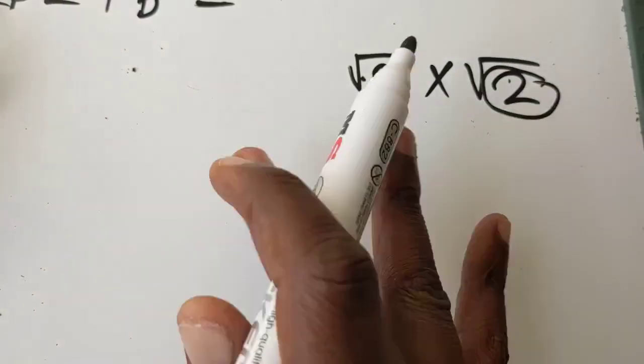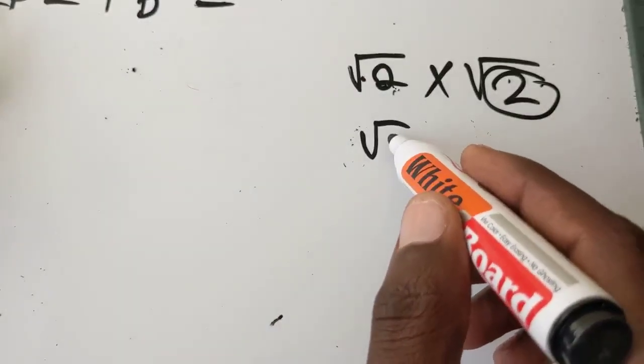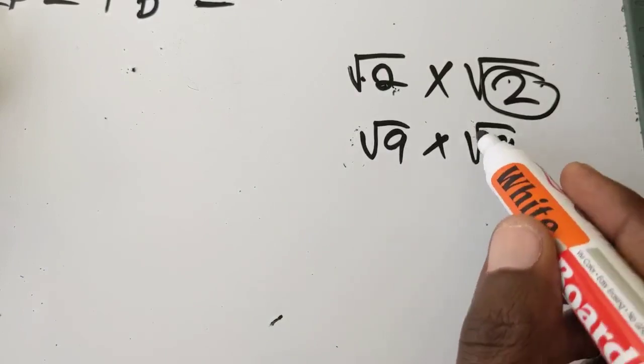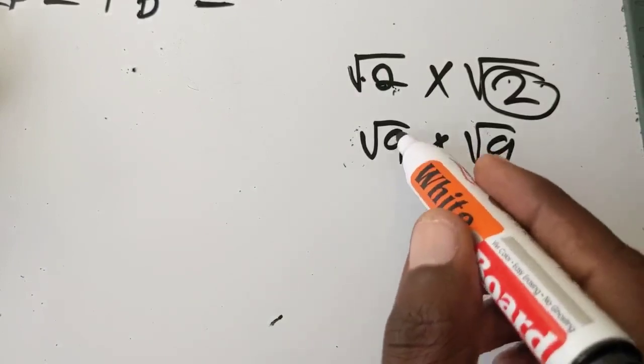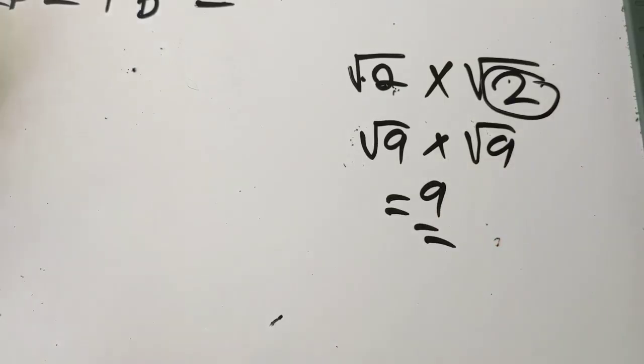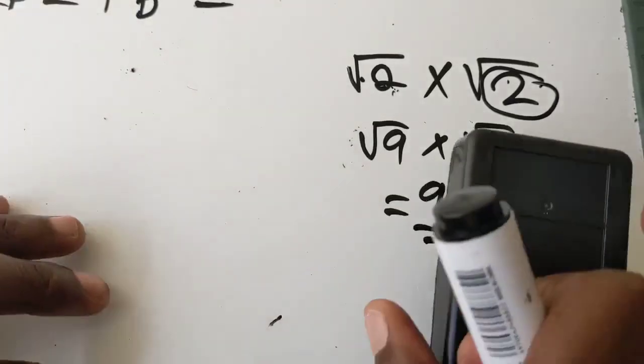The same applies when you're multiplying the square root of 9 times the square root of 9. The answer is 9. So now how do you get 9? How did they get these answers?